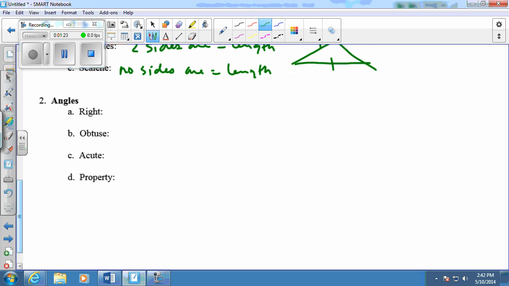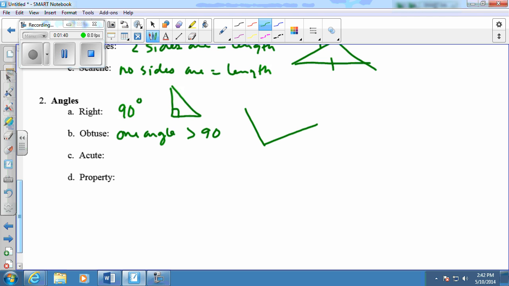We call a triangle a right triangle when it has a 90 degree angle, and we mark that with a little box in the center. We have an obtuse triangle if there's one angle of the triangle that's greater than 90. So we just look at the triangle, and we could say that this is bigger than 90. Maybe it's 98 degrees. That would be an obtuse.